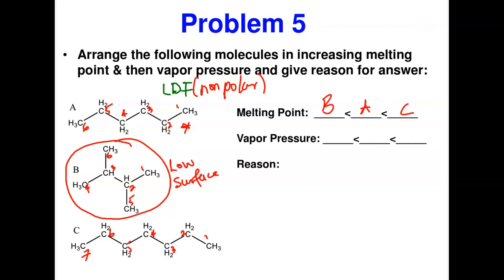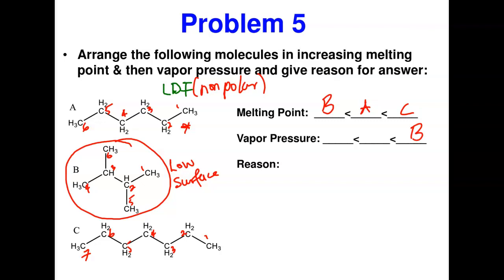And this is the order of melting or boiling point, with both of them at the same time. Now, what about vapor pressure? Remember what I told you. The lower the intermolecular force of a substance, the higher the vapor pressure. So which one is going to be highest? This one has the lowest interparticle force because it has a low surface area. Therefore, it's going to have the most vapor pressure. So B is going to be the most vapor pressure.